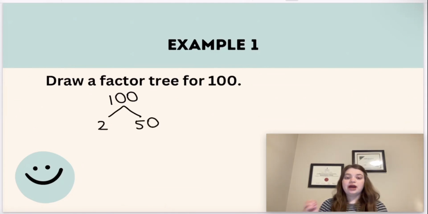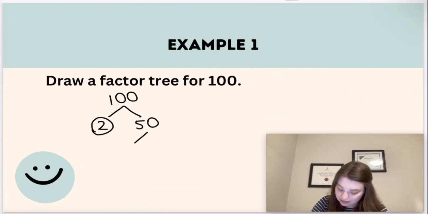Then I'm going to check if either of these are prime numbers. Well, yes, 2 is a prime number. 2 does not have any factors other than 1 and itself, so I'm going to circle it to show that this is a prime factor. Then I'm going to turn my attention to 50. 50 is not a prime number, and so I need to continue. What are two numbers that multiply to 50? Well, 10 and 5 do, so I'm going to use 10 and 5.